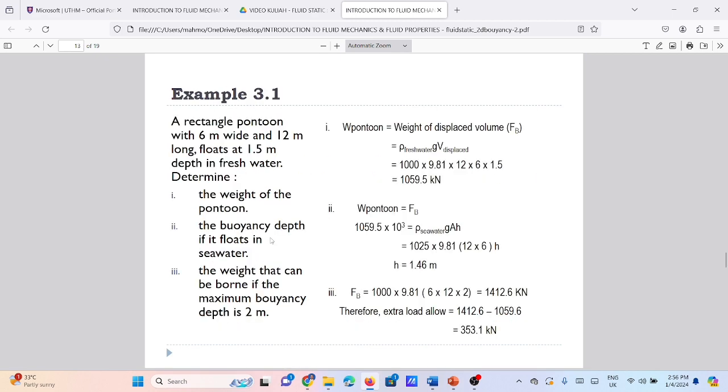So these are some example calculations. You have to understand a rectangular pontoon that is 6 meters wide and 12 meters long in fresh water. How do you determine the weight of the pontoon, the buoyancy depth if it floats in seawater, and lastly the weight that can be borne at the maximum buoyancy depth of 2 meters? So this is a calculation of how to determine the weight of the pontoon, and the weight of the pontoon is equal to FB, and then how to determine the FB. So write the equation there, and you have the answer.